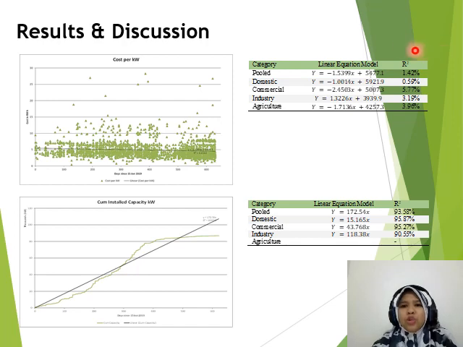When you look at the linear equation model here for the pool data, which is data consisting of all categories, the R squared is 1.42. And then for this one, the linear equation for installed capacity is 93.58.